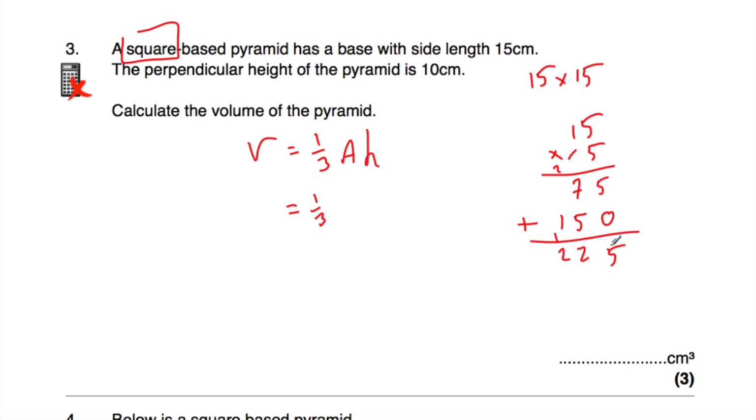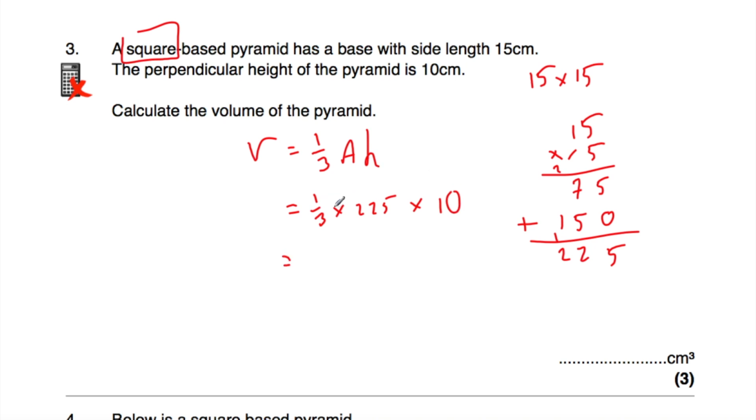So the area of the base, if it's a square base pyramid and the side length of the square is 15, 15 times 15 is 225, so the area of the base is 225 centimeters squared. So it's a third, the area of the base, which is 225, times the height of the pyramid, the perpendicular height of the pyramid is 10. So we now just need to work this out now.